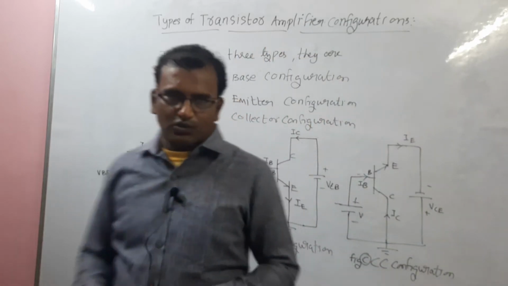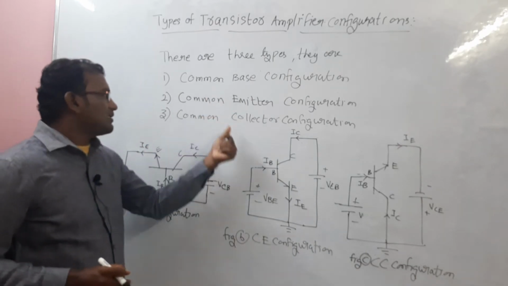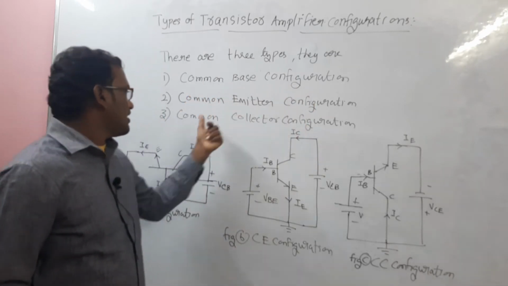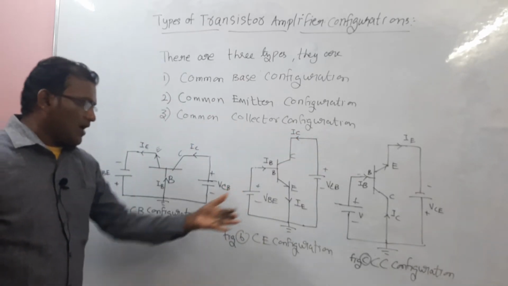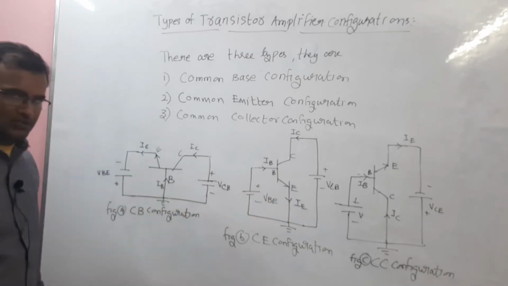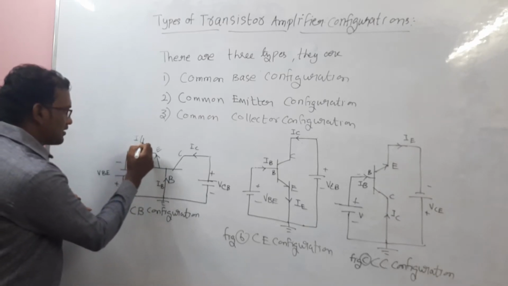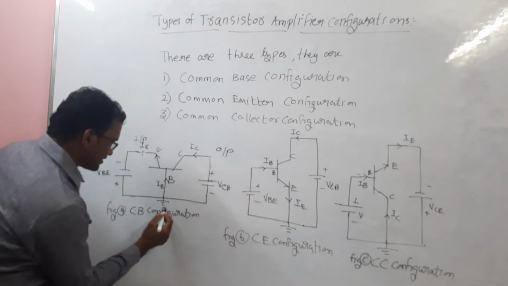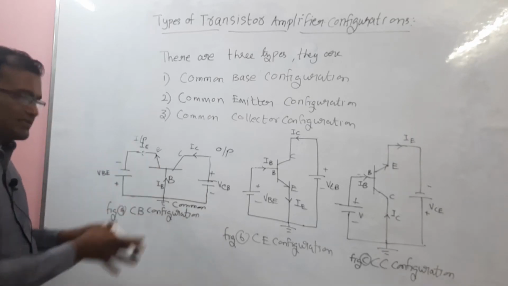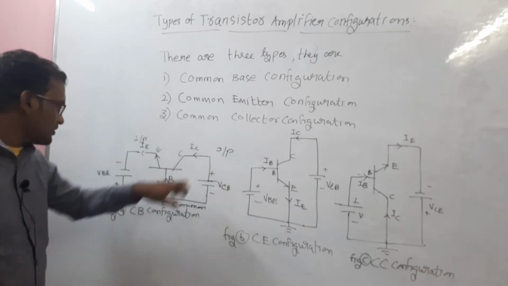Let's see what is input, what is output, and what is common terminal in these three transistor configurations. First one is common base configuration, second one common emitter configuration, and third one common collector configuration. Here I have drawn the circuit diagram for each configuration. First one is common base configuration. Here this is input, this is output and this is the common terminal. Based on these three things we can design the transistor configuration circuits: input, output and common.